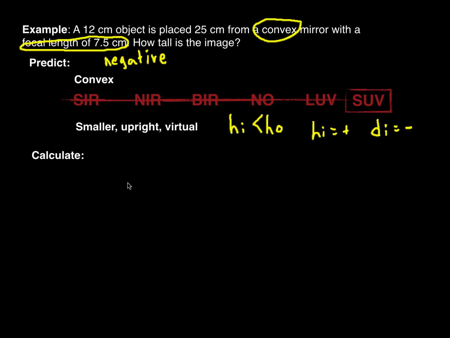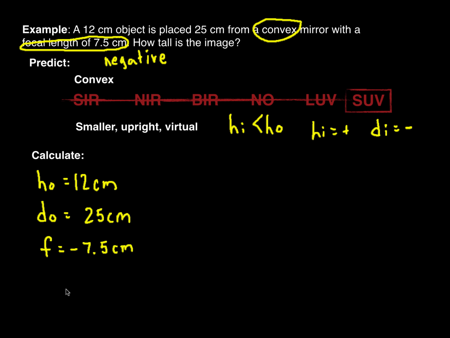Next, we'll do some calculations. We are given the height of the object, HO, equals 12 centimeters. We're given the distance of the object to the vertex, which is 25 centimeters. And we're given the focal length of this convex mirror, and since it's a convex mirror, we know it's a negative focal length, so that's negative 7.5 centimeters. We're trying to find HI. The formula that we could use to find HI is the second one. We would use HI over HO equals negative DI over DO. But we don't know DI, which means our first step is to use the first formula to find DI.